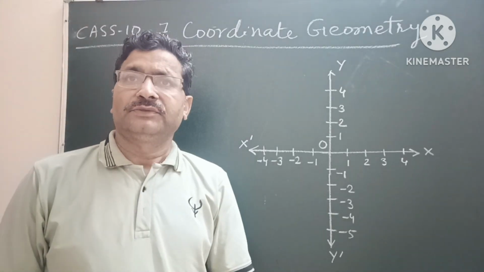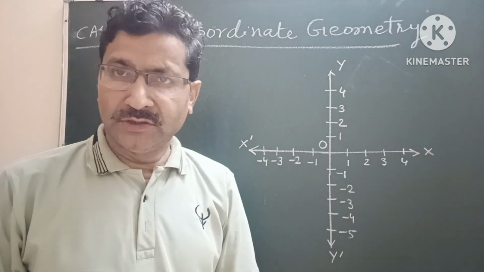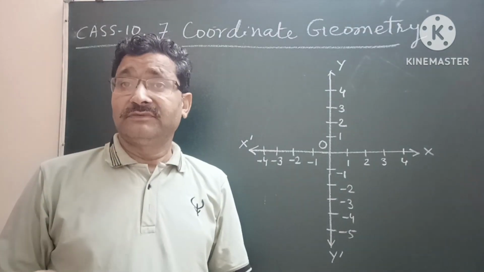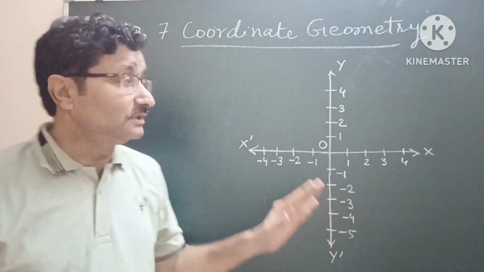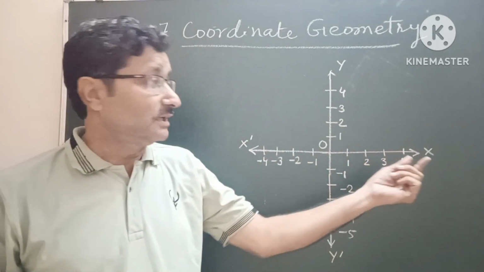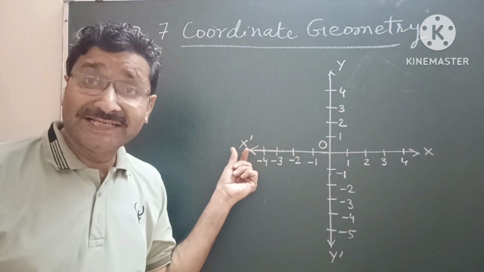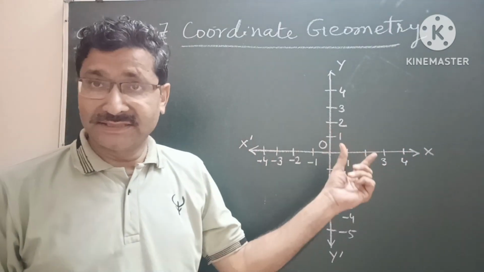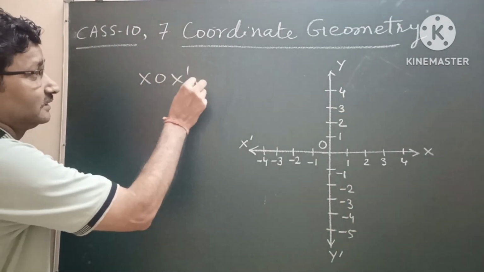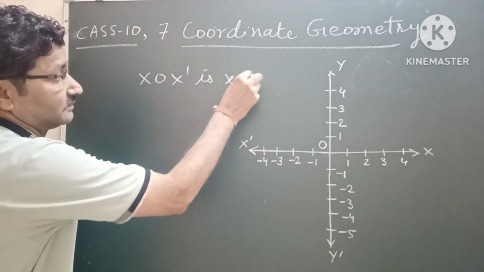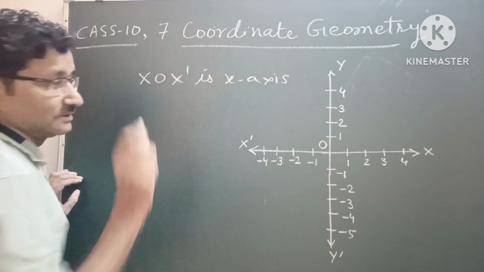Hello students, today we will start the topic coordinate geometry, and this is a very interesting topic. In this topic, first of all we check the axis. Here this XO X dash is called the X axis. So we can write here XO X dash is X axis. We say this is the X axis.